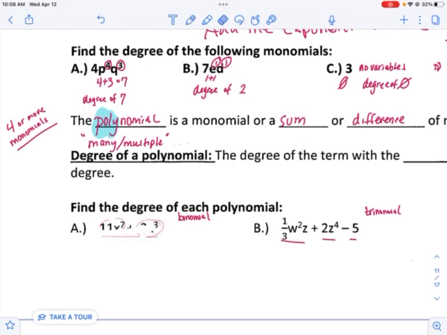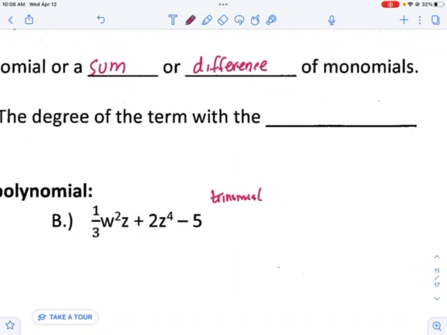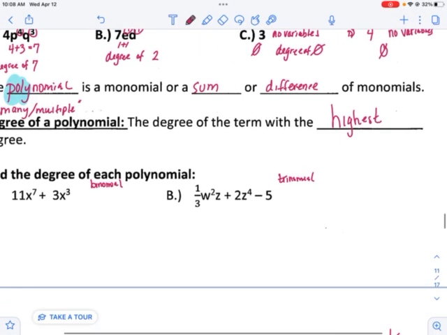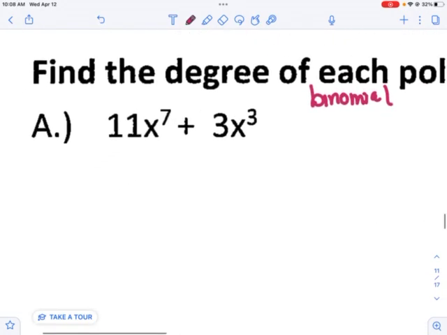All right, so let's take a look here at the degree of the polynomial. So to find the degree of a polynomial, it's the term with the highest degree. So we need to be able to determine the degree of the monomial, and then whatever the highest is, that's the degree of the polynomial. So let's look at letter A. We know A is a binomial. Great, that's one way you can classify it.